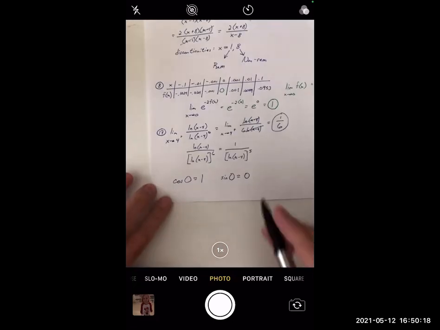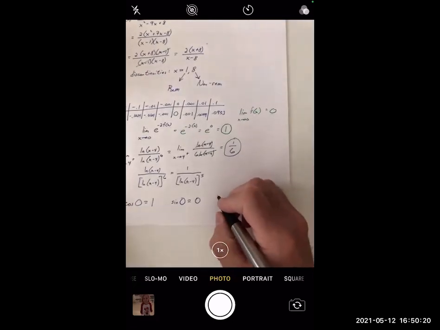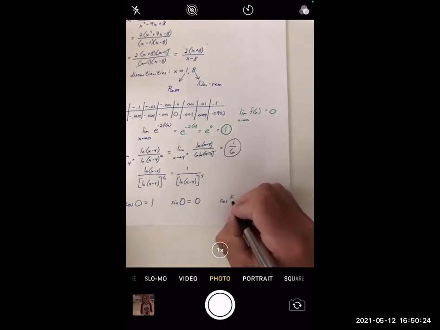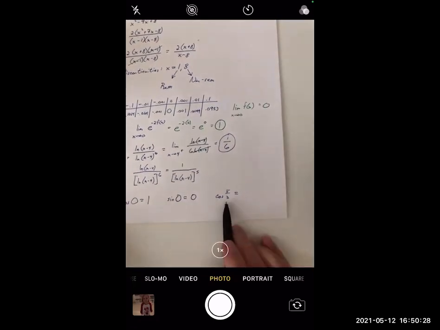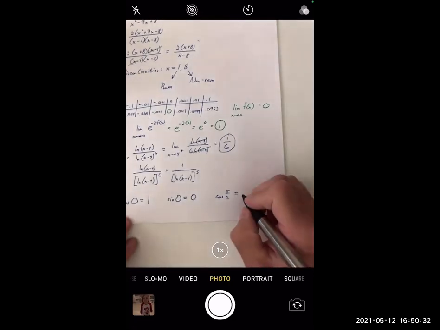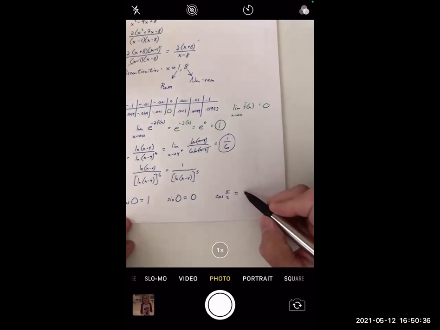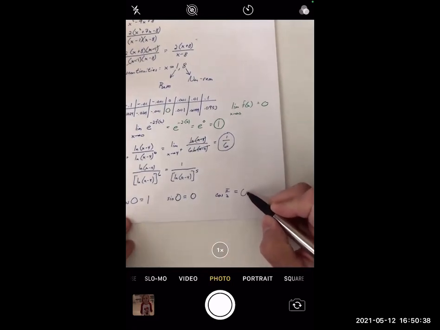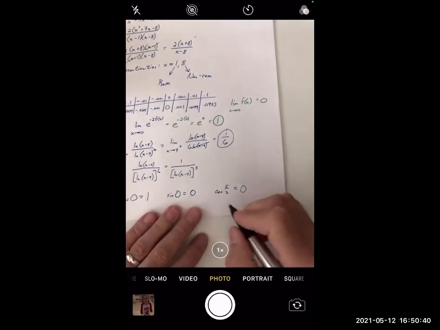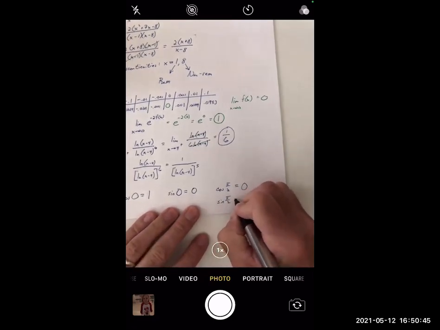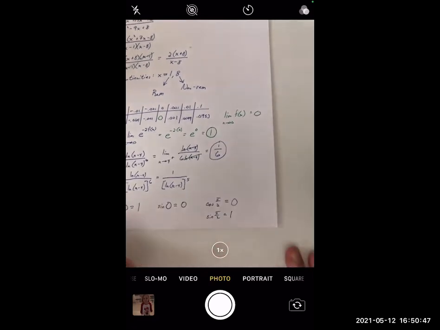So that's pretty common. The other common one I see is this one, cosine of pi over 2. A lot of people put 1 for that, but it's really zero. Sine of pi over 2, that's the one.